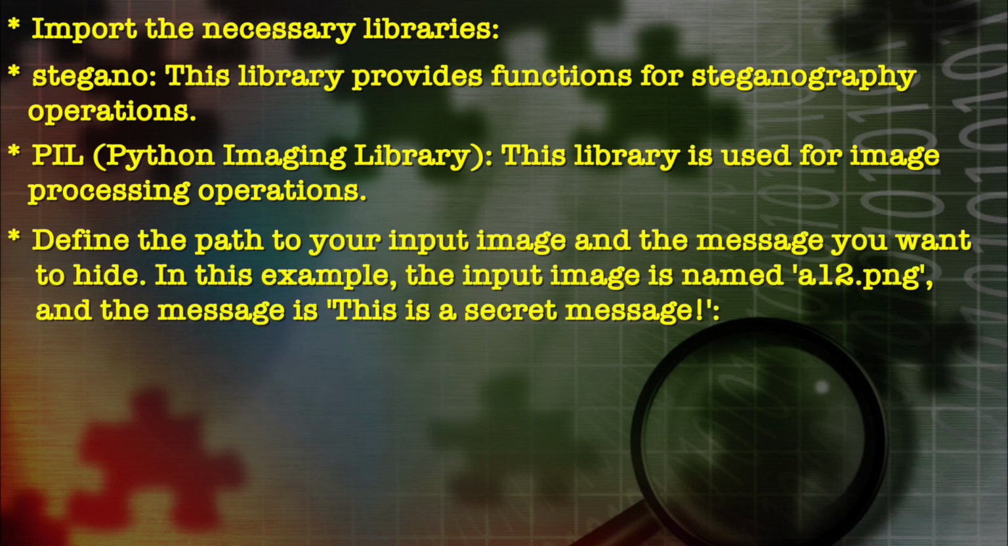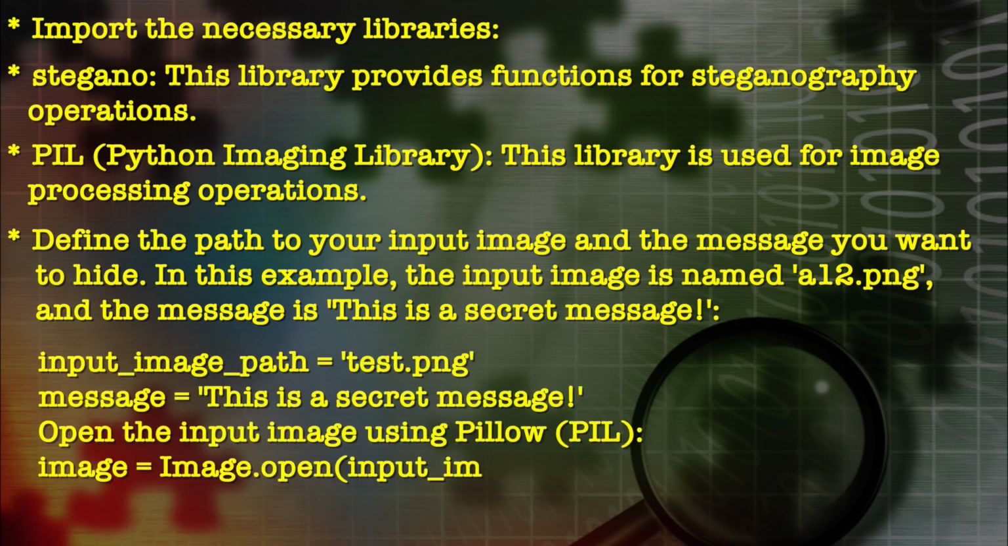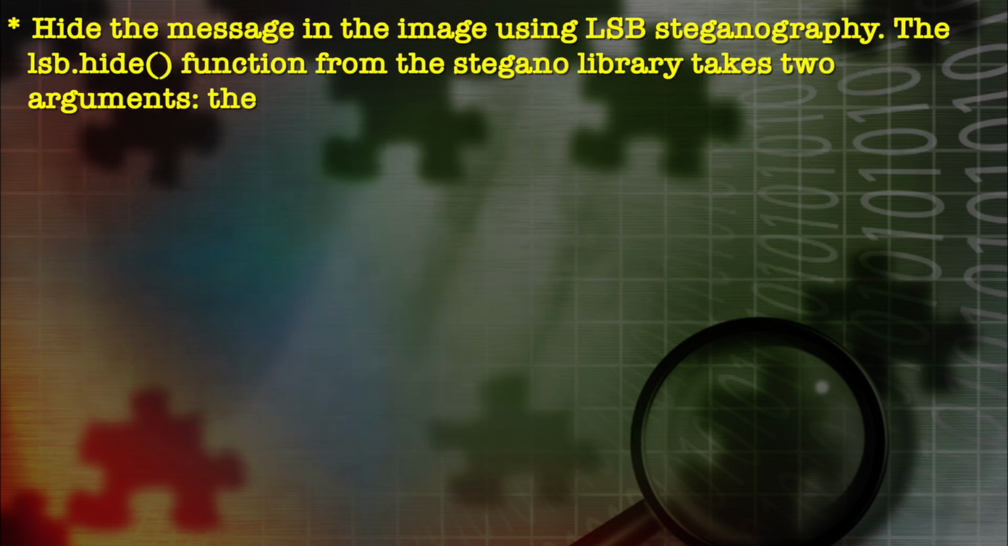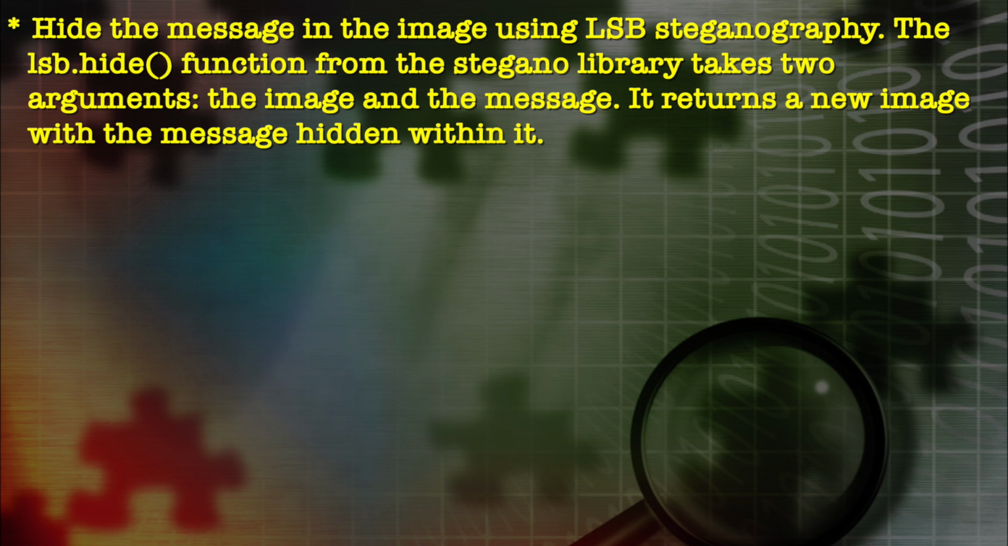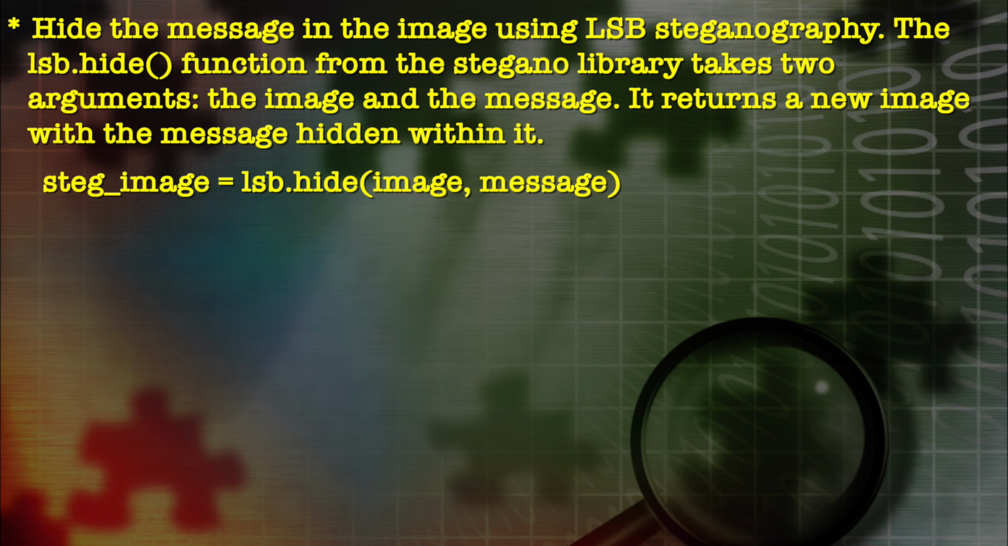Defining the path to your input image and the message you want to hide. In this code, the input image is named a1.png and our secret message is "this is a secret message". Now open the input image file using the Image.open function. Then hide the message in the image using LSB steganography. The lsb.hide function from the stegno library takes two arguments, the image and the message. It returns a new image with the message hidden within it.